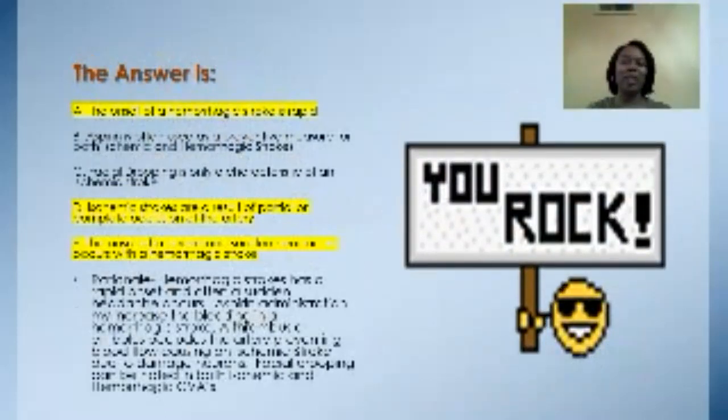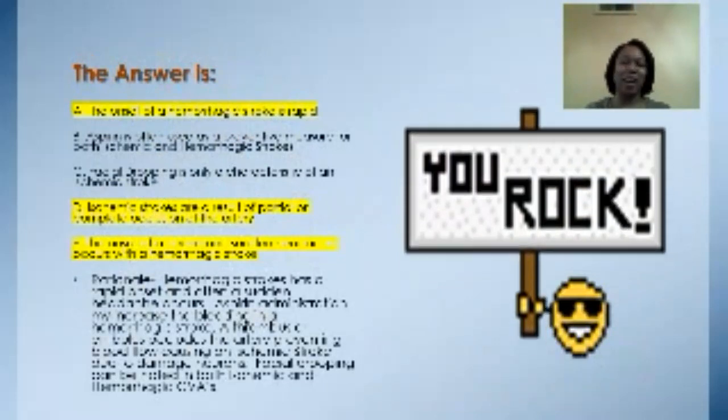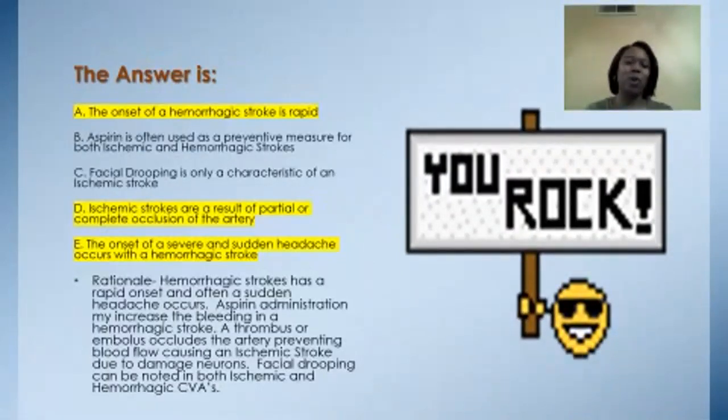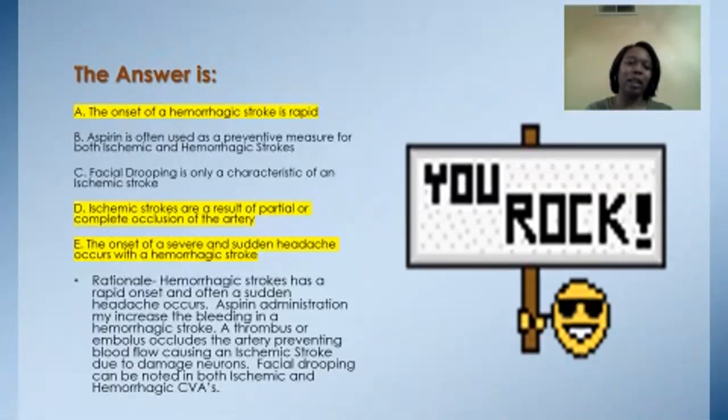And our answer is, woo, you rock. Our answer is A, the onset of a hemorrhagic stroke is rapid. D, ischemic strokes are a result of partial or complete occlusion of an artery. E, the onset of a severe and sudden headache occurs with a hemorrhagic stroke.